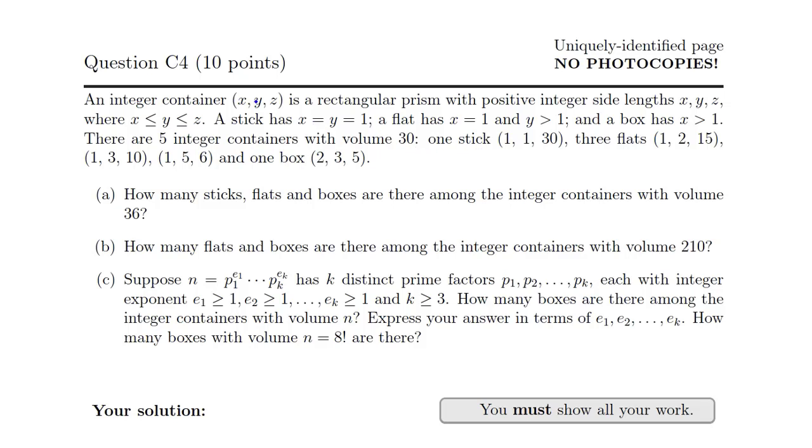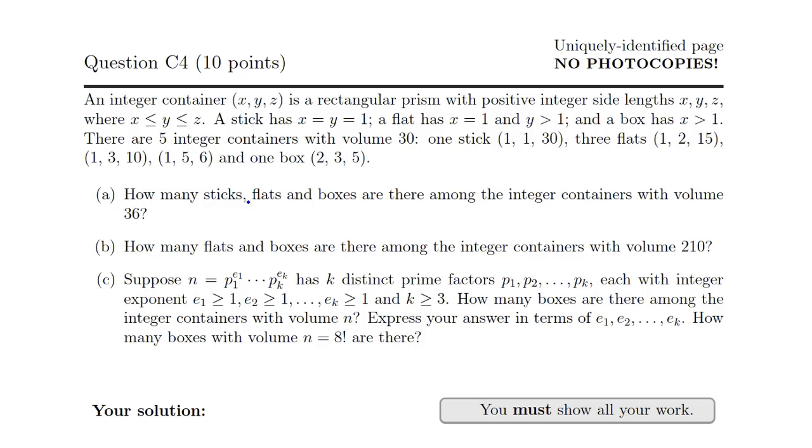One stick: x is 1, y is 1. Volume is what? The product of them. So it is 1, 1, 30. Flats: x equals 1. The product should be what? Y greater than 1, and z is greater than or equal to y. So y is 2, 2 by 15, 3 by 10, 4 we cannot have, 5, 6. And the order is like this: x, it is increasing, x less than or equal to y less than or equal to z. And one box. Box means what? X greater than 1. So it's 2, 3, 5, the only possible case. Okay, it was an example to understand the problem better.